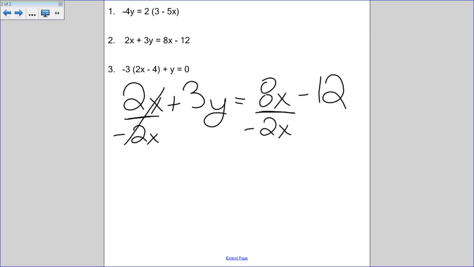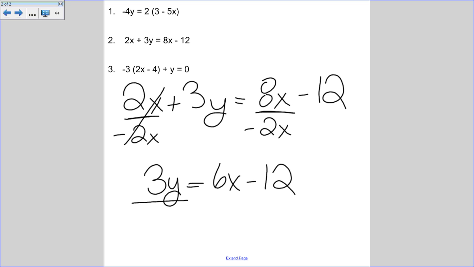So this one cancels out. I have 3y equals, what's 8x minus 2x? Good, 6x minus 12. Okay, what else do I need to do? I have my y's alone on one side. I need to divide by the coefficient. What is the coefficient of y here? Good, it's 3, so I need to divide both sides by 3.